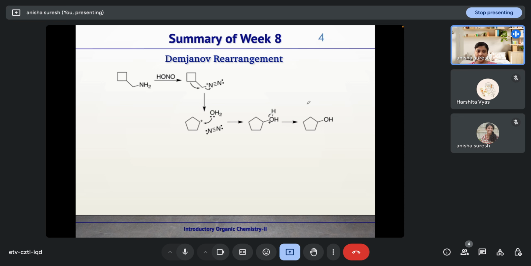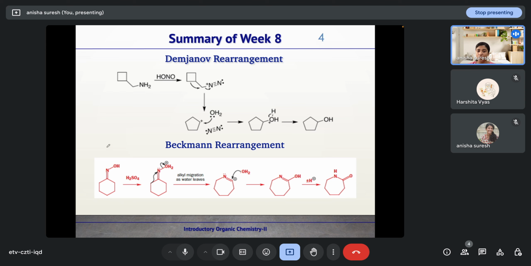This is the Dimjanov rearrangement. Now coming to the Beckmann rearrangement, here we have this oxime. In the presence of H2SO4, it will get protonated, leading to the formation of OH2+. So what will happen? Alkyl migration can take place and the water will be removed. The alkyl group that is trans to this OH2+ will migrate to this nitrogen, and this OH2 will be removed, leading to the formation of this carbocation.